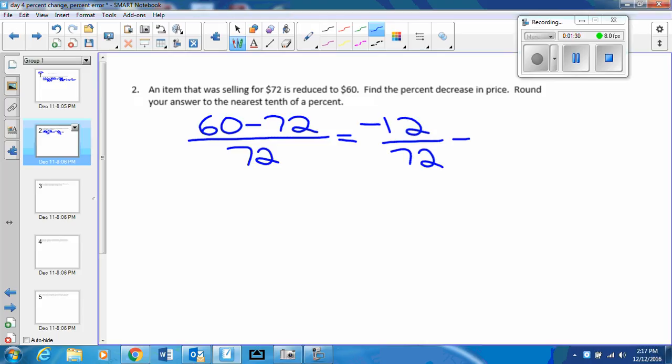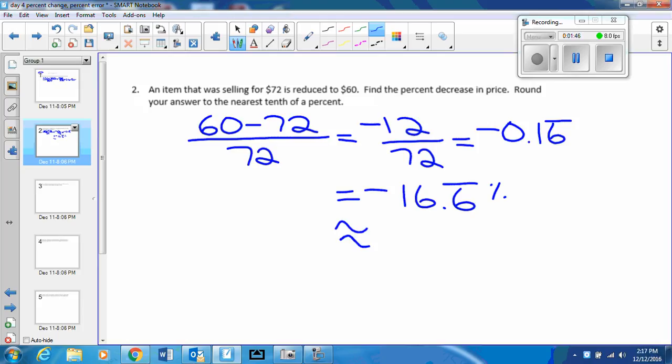Divide it out, I get negative 0.16 repeating. The negative again means it's a decrease in price. So it's a negative 16.6 repeating percent decrease. They tell me to round to the nearest tenth, so it's negative 16 7/10% decrease in price.